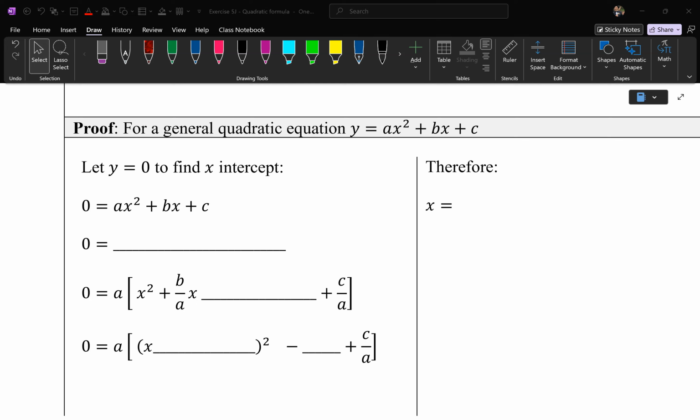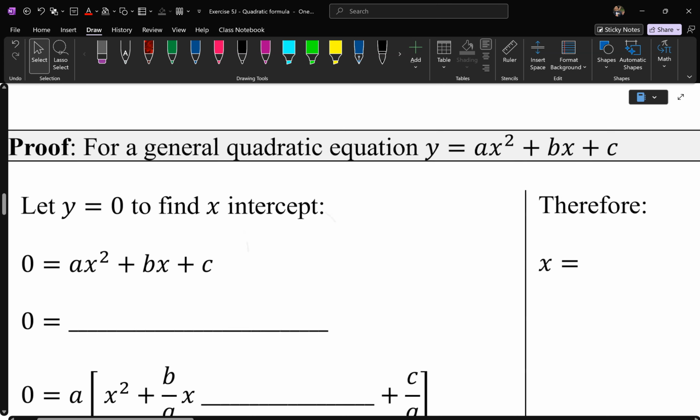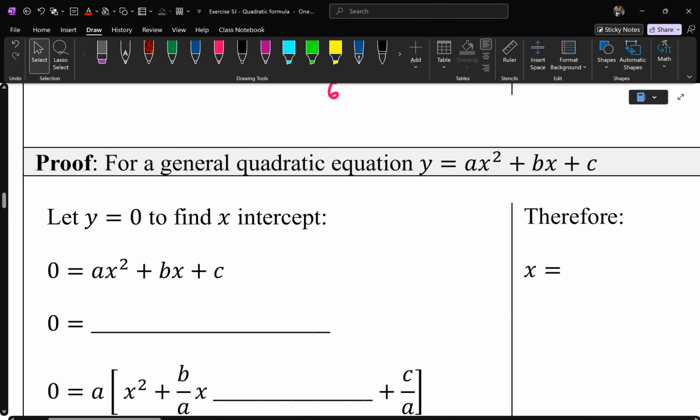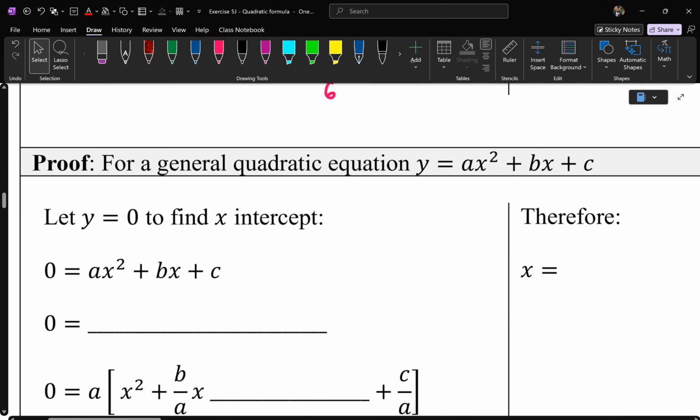All right, here we go. Let's do the proof for the formula. It's pretty easy, actually. It looks scary, but it's actually really easy. Here's your general quadratic equation: y equals ax squared plus bx plus c.